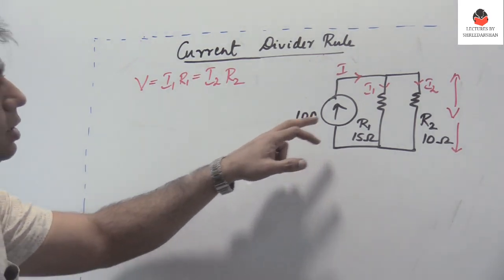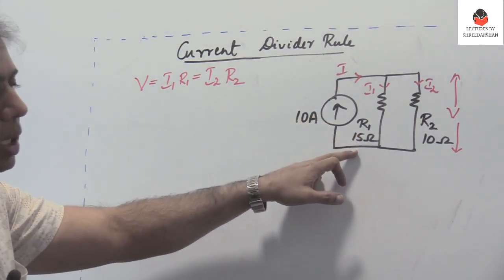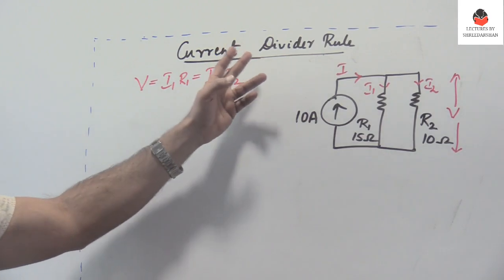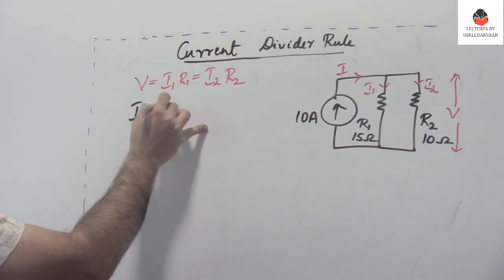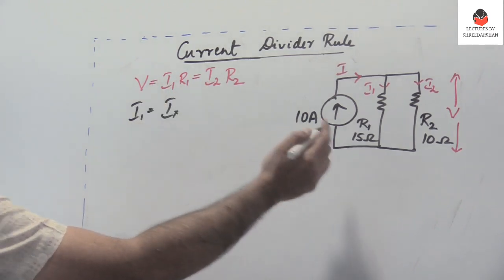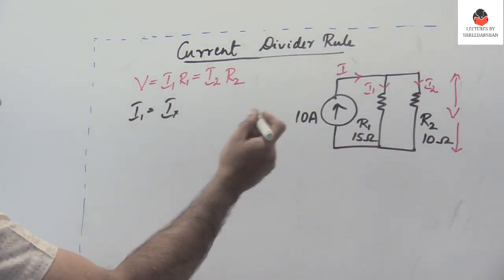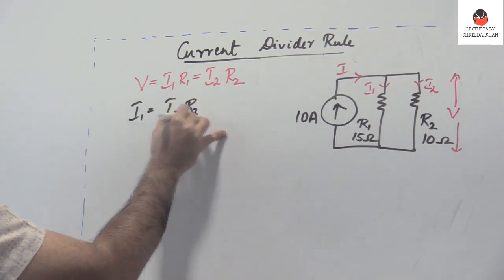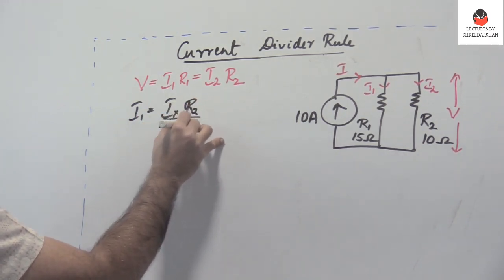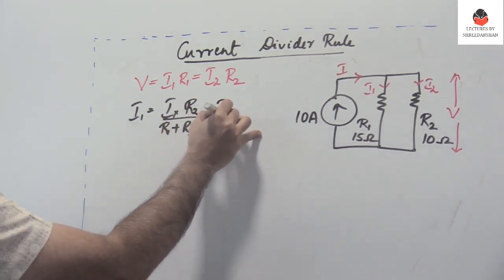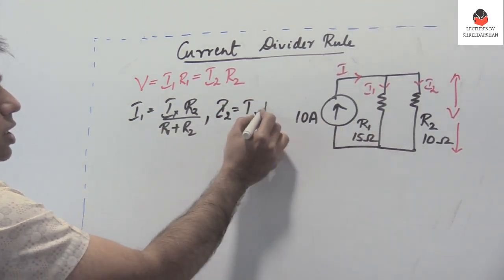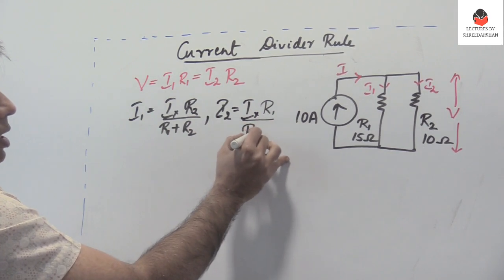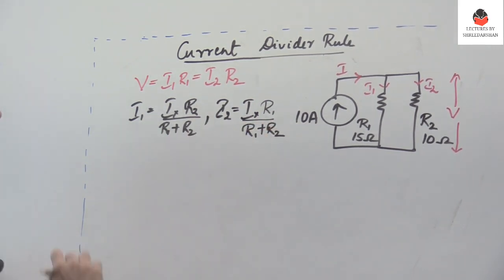So how do we find the current flowing through R1 or through R2 using the current divider rule? I1 equals total current into the resistance of the other branch, R2, divided by the sum of resistors, and I2 equals total current I into the resistance of the other branch divided by the sum of resistors.